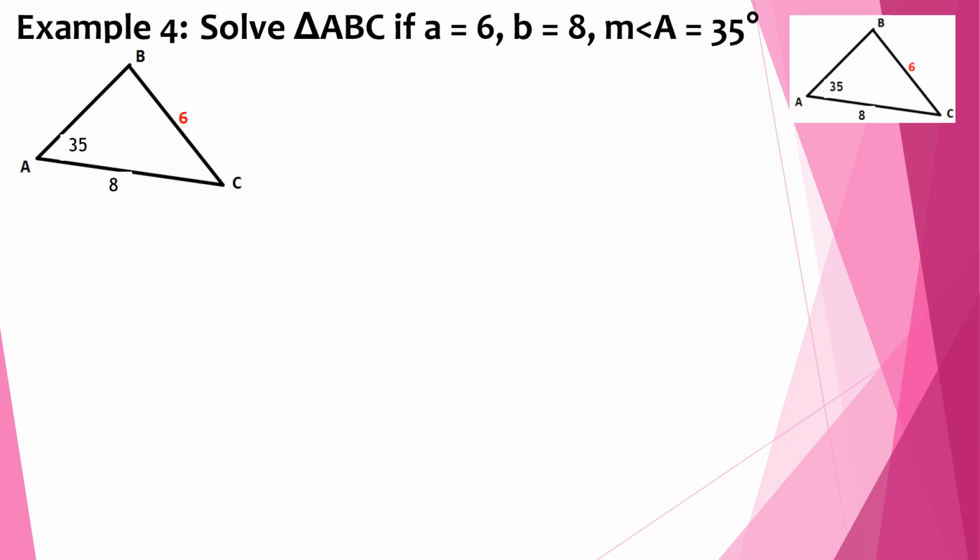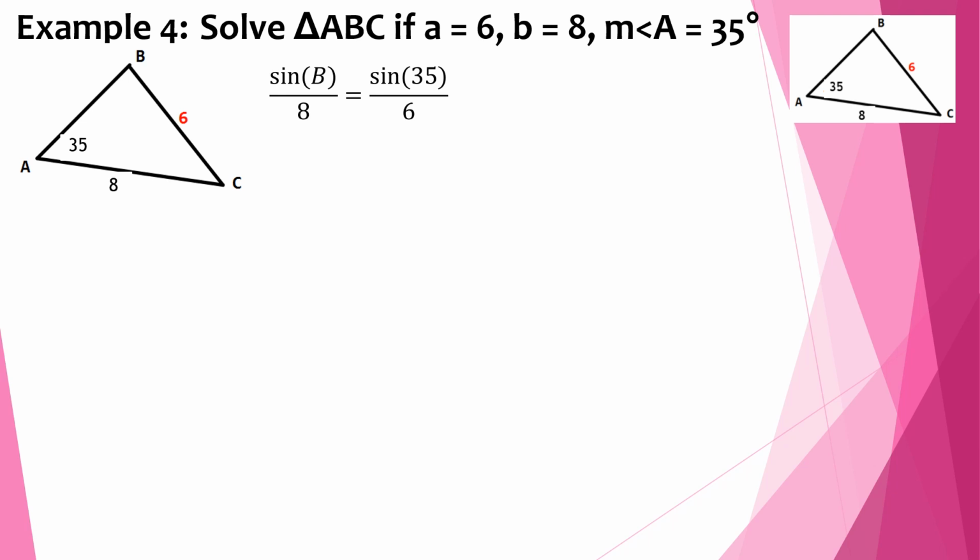angle A. I've already gone and drawn the diagram, so we have something to visualize. So the measure of angle A is 35 degrees. Its side across from it has a length of 6, and then side B across from angle B has a length of 8. All right, so we are going to solve the first triangle. And again, we have to solve for angle B first.